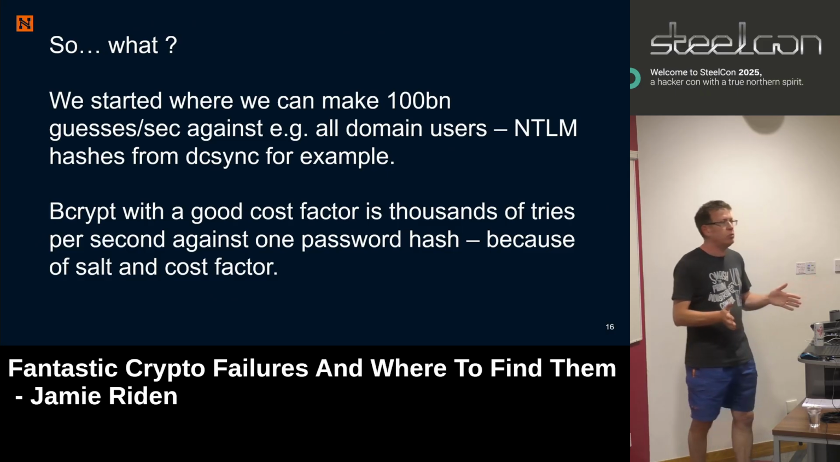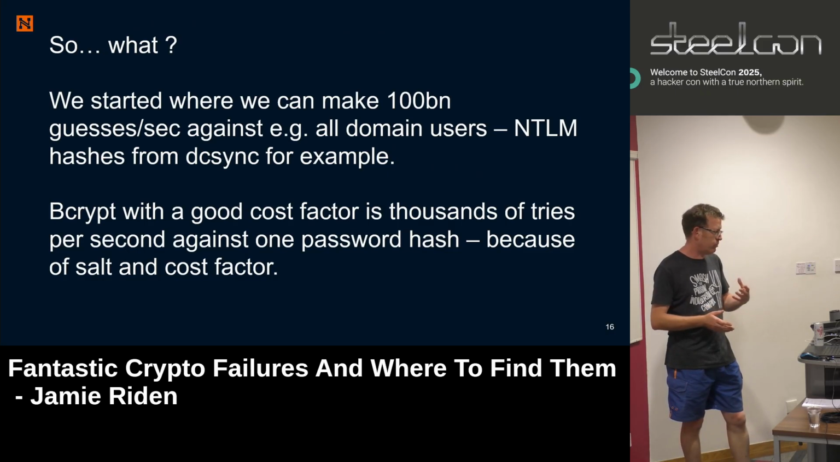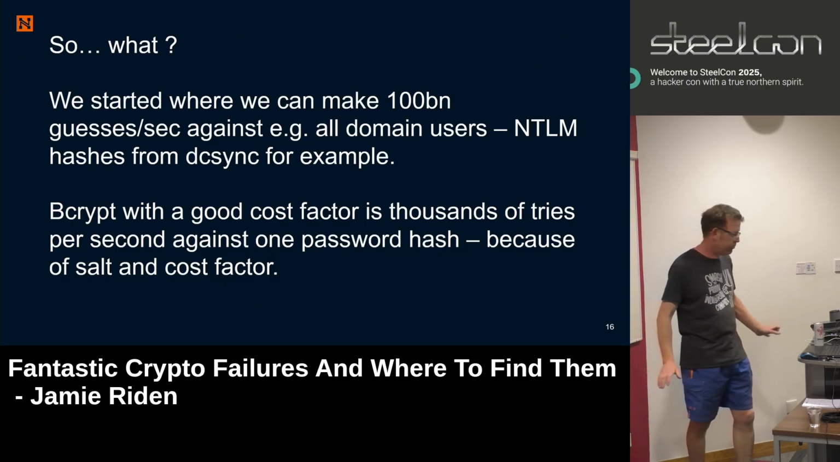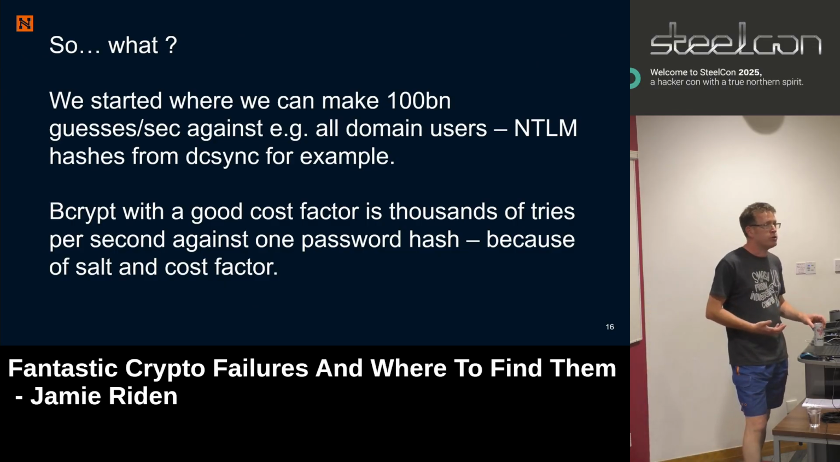So with those two innovations, you've gone from NTLM, where you can do 100 billion guesses a second against all domain users at the same time, to Bcrypt with a good cost factor, where you might get a couple of thousand guesses per second, and that's against one person at a time because the salt's in there.